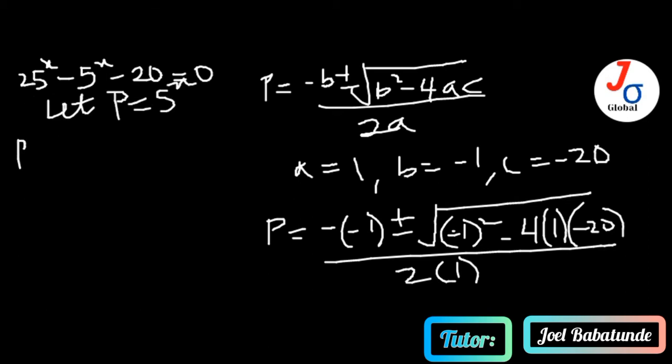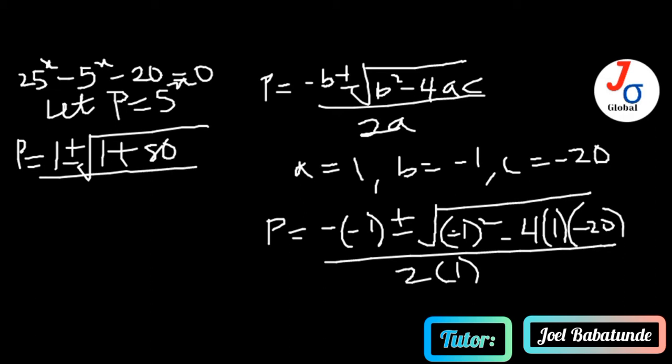Then we have p equals minus times minus is plus. That's 1 plus or minus square root of minus 1 squared, which is actually 1. Then I see minus times minus here, I see plus. Then I have 4 times 1 is 4, 4 times 20 is actually 80, divided by 2 times 1 is 2. So what I see is p equals 1 plus or minus square root of 81 over 2.